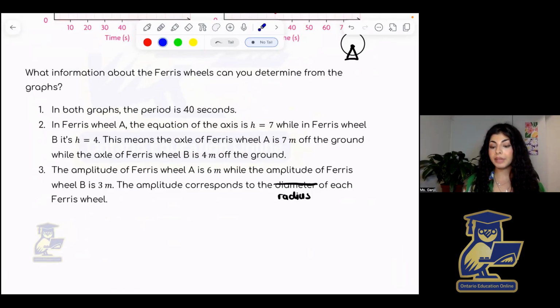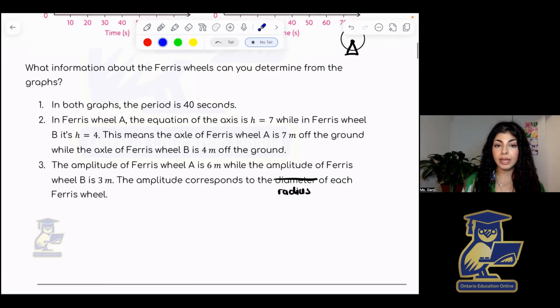So just some food for thought of connections between transformations of the graph and how they can connect to real life examples, specifically for Ferris wheels again, because we are going to be working with a lot of examples having to do with Ferris wheels. But I suggest you think about other examples that have periodic motions and how each of the period, the equation of the axis, and the amplitude can be interpreted in terms of the real world problem that you can think of that can be graphed using a sinusoidal function.